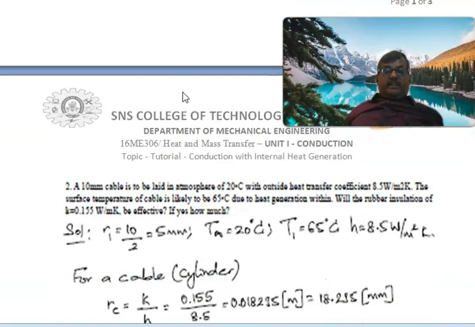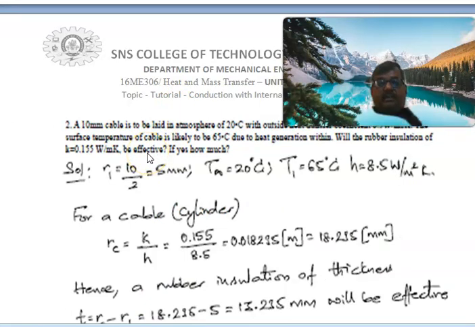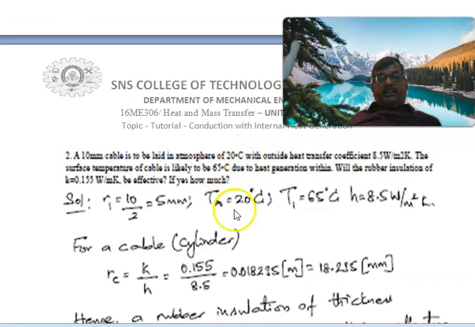Let me see another problem. A 10 mm cable is to be laid in an atmosphere of 20 degrees centigrade with an outside heat transfer coefficient of 8.5 watts per meter squared Kelvin. The surface temperature of the cable is likely to be 65 degrees centigrade due to heat generation. Within that will be rubber insulation of k equal to 1 watt per meter Kelvin thermal conductivity. Will it be effective? If yes, how much? The question is whether it is effective, and if so, what is the value?